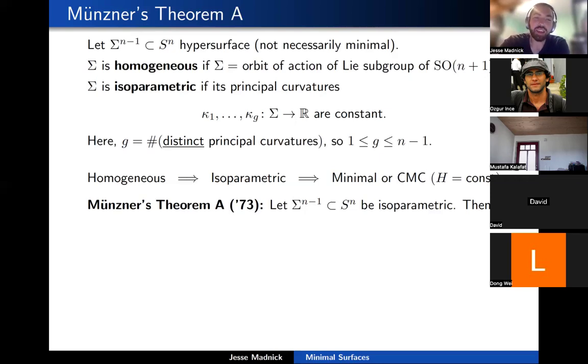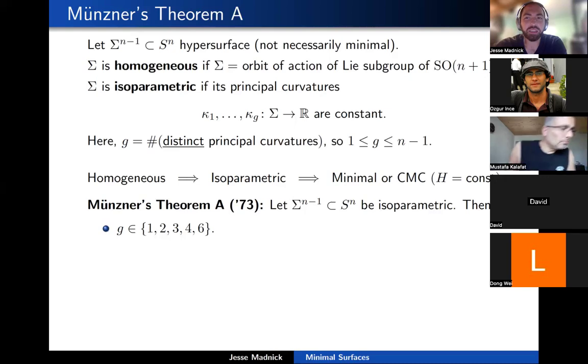So we discussed last time the striking results of Munzner. Munzner showed that if you have an isoparametric hypersurface in a sphere, then there are only certain options for g, the number of distinct principal curvatures. They can be 1, 2, 3, 4, or 6. And we talked about how there's a very big difference between the cases of g equals 1, 2, and 3 on the one hand, and the cases of g equals 4 and 6 on the other. g equals 4 seems to be the richest case by far, at least as far as we can tell.